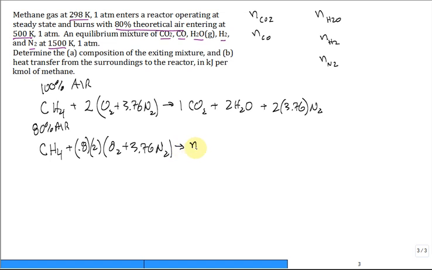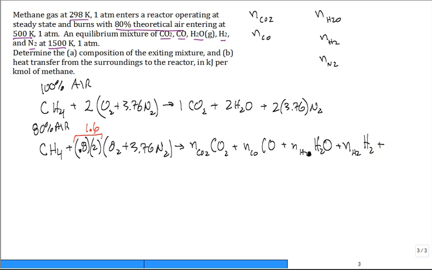We don't know the number of moles of CO2 that go out when we burn 1 kilomole of the fuel. We don't know the number of moles of CO, the number of kilomoles of H2O, or the number of H2 that go out when we burn 1 kilomole of the fuel. Now we do know, you can do this math, 0.8 times 2, that's going to be 1.6. And then you do the 1.6 times 3.76.